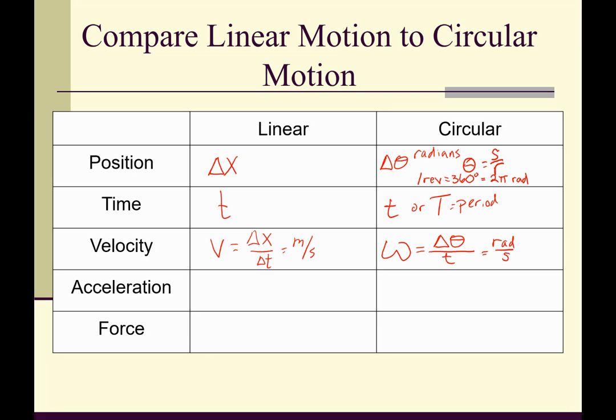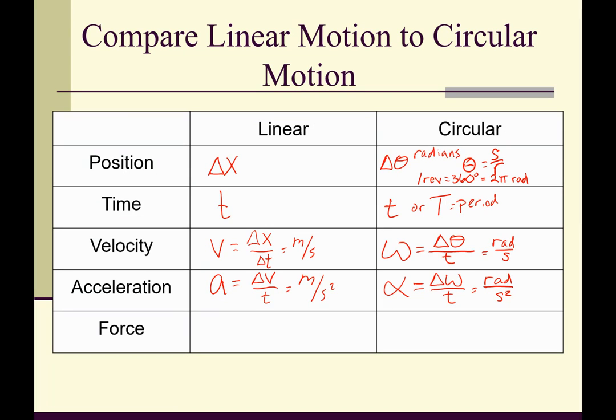And then finally, acceleration linearly is going to be change in velocity over time. And we measure that in meters per second squared. Well, when we're looking at angular acceleration, that's going to be alpha, and that's going to be change in omega divided by time. And that's measured in radians per second squared.